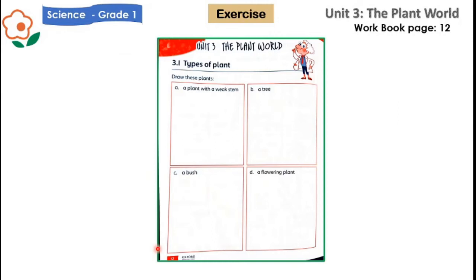So here is your workbook page number 12, and you have to do it on your own. There you have to draw some plants. A plant with a weak stem. Okay, a plant with a weak stem. A tree with a very long and thick trunk, and a bush which is very short, and a flowering plant, a plant with very beautiful colorful flowers. So this is the activity, and you have to do it on your own.